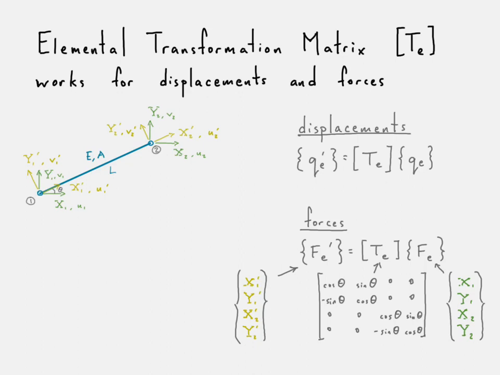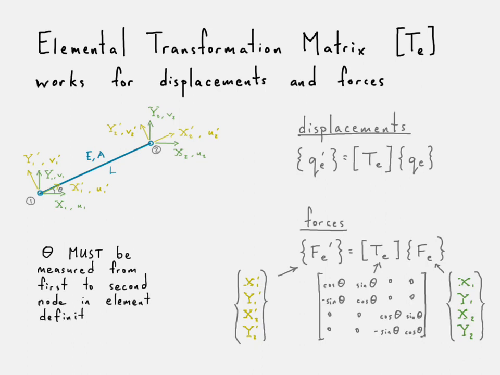One thing we want to emphasize here is that this angle theta must be measured from the first to the second node in the element definition. We might see that more when we start doing example problems. But that's very important, because if you don't, it ends up causing a problem later on in the solver process for the finite element analysis problem.